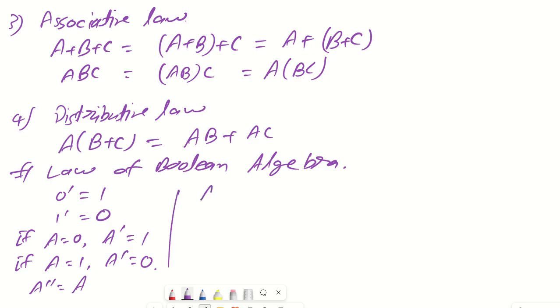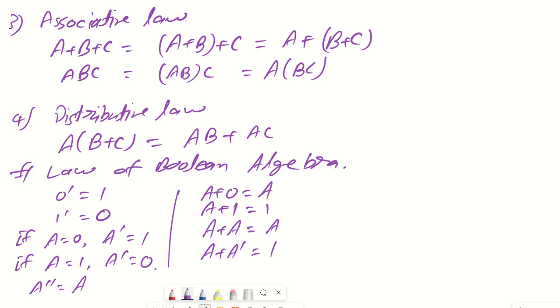Now if you are going to add A plus 0, as I just told you, it is going to be A. Then A plus 1, whatever the value of A is, it doesn't matter, the result will come as 1. Now what will happen if I add A plus A? If it is 0 plus 0, it is again 0, and 1 plus 1 is again 1. So we saw that just now, and we have the result as A. Then if it is A plus A prime, if both are opposite, it is always 1.